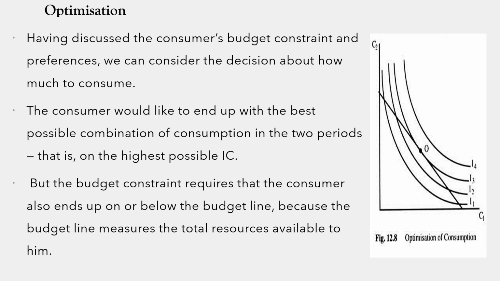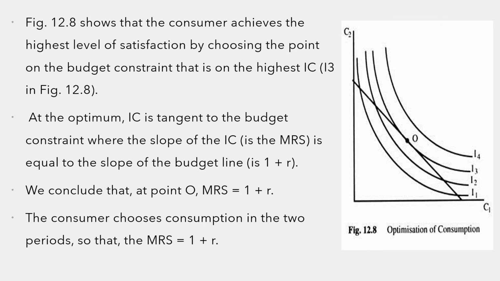But the budget constraint requires the consumer to end up on or below the budget line, because the budget line measures the total resources available to him. He cannot go beyond his budget line because his income does not allow it. He can make his consumption happen on or below the budget line.